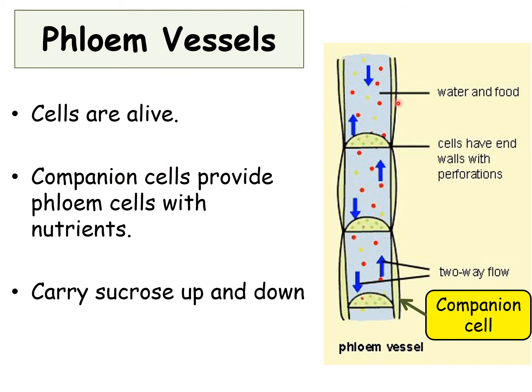So as you can see in this diagram, water and food, or sugars, are transported around the phloem. Cells also have end walls with perforations, so that's like small little holes, and then you can see here that it's a two-way flow, so not just one way.